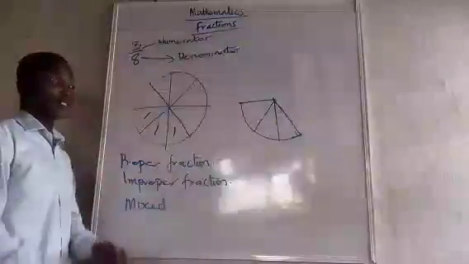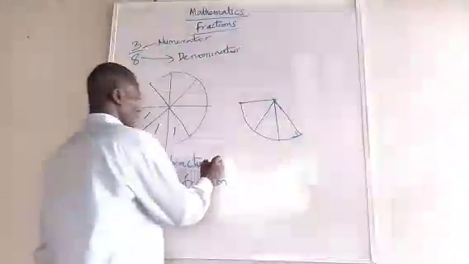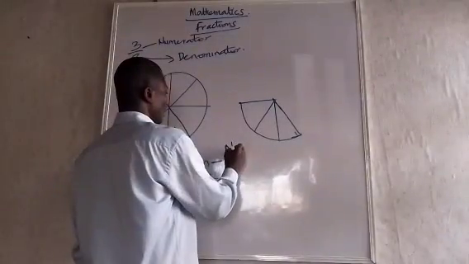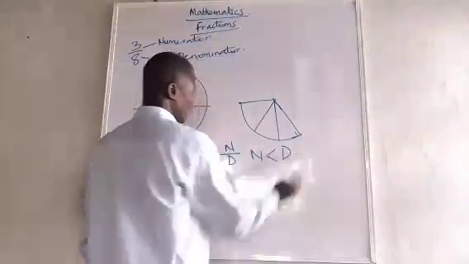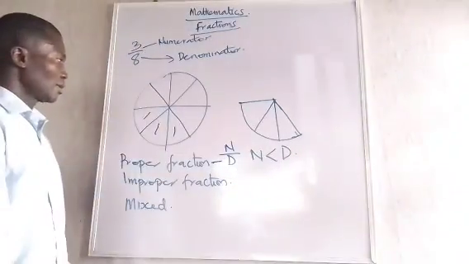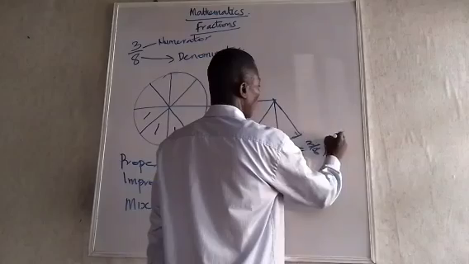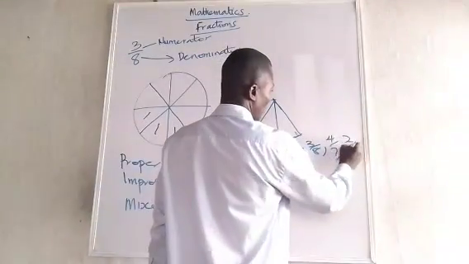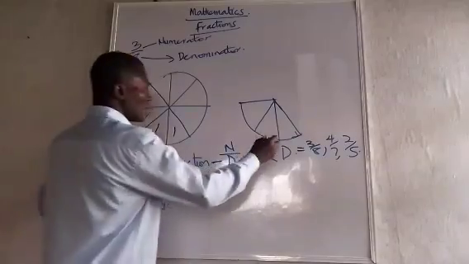The proper fraction is when the numerator is lesser than the denominator. That is, this is n, this is d. Here, n is lesser than the denominator, just like the one we have here, like 3/8, 4/7, 2/5, etc.